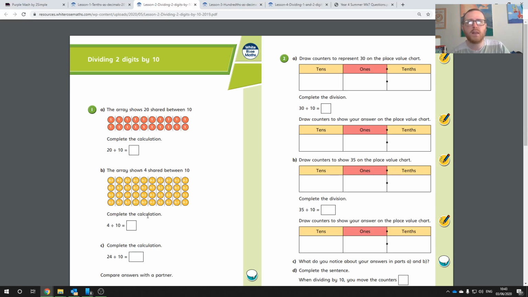So it says here, complete the calculation. So exactly the same as the one above. 20 shared into 10 equal groups is 2. 4 shared into 10 equal groups. Well, we've got 1, 2, 3, 4.